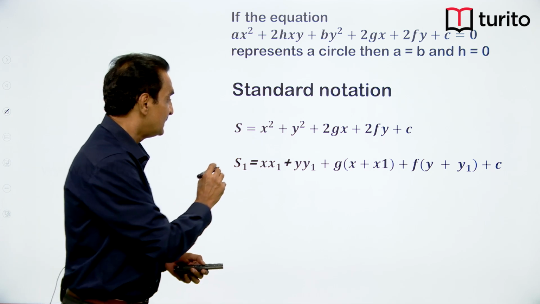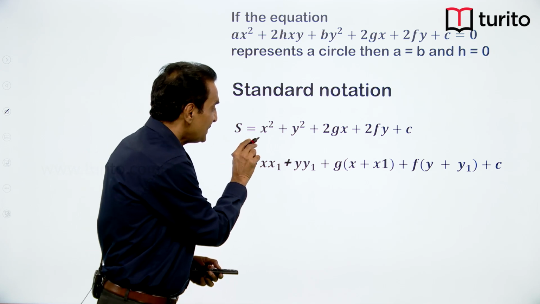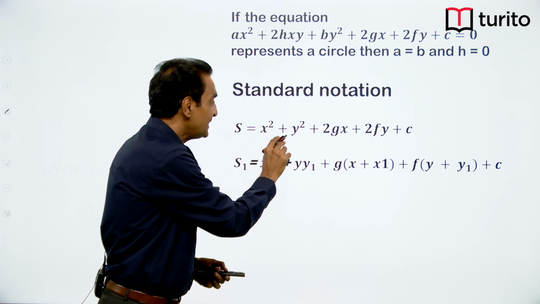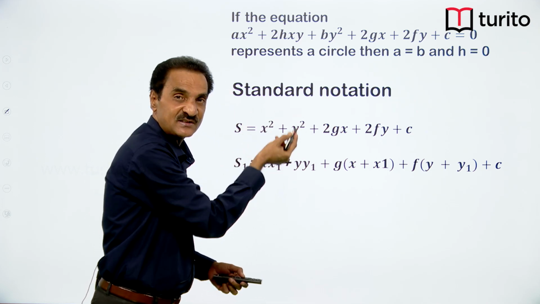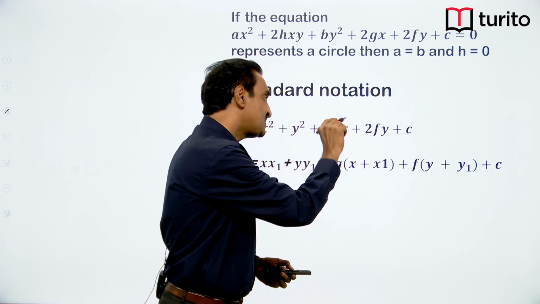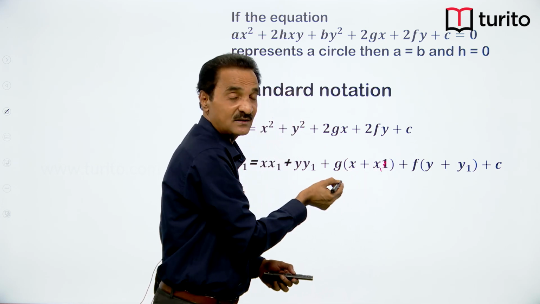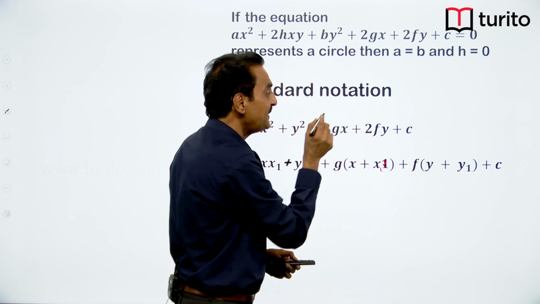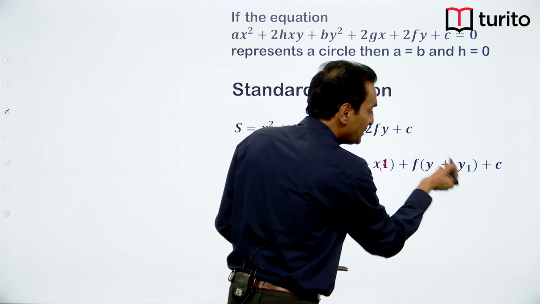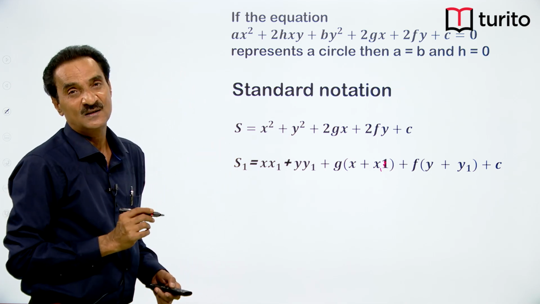Next, this expression is denoted by S1. What is this expression? Here if you write x square as x into x, change the second x to x1. Similarly, here write this as y into y, change the second y to y1. Here this is g into x plus x, change the second x to x1. This is x suffix 1. Similarly, here this is f into y plus y, change the second y to y1, then you will get this. This expression is denoted by S1.